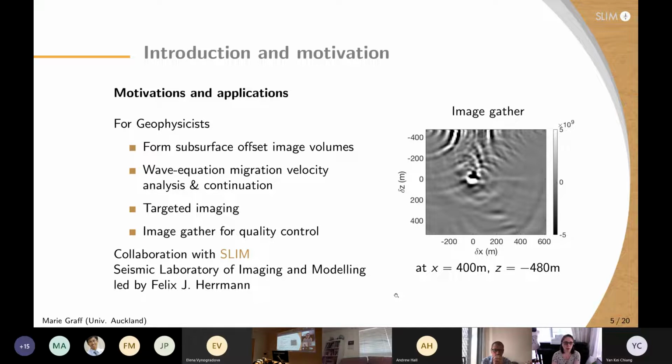So that was some work I did when I was in Vancouver with the Seismic Laboratory of Imaging and Modeling. So it was really working with people in geophysics, trying to answer concrete applications.